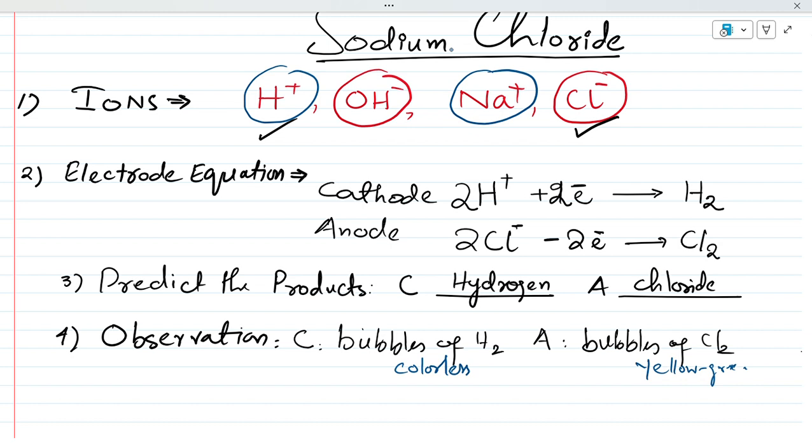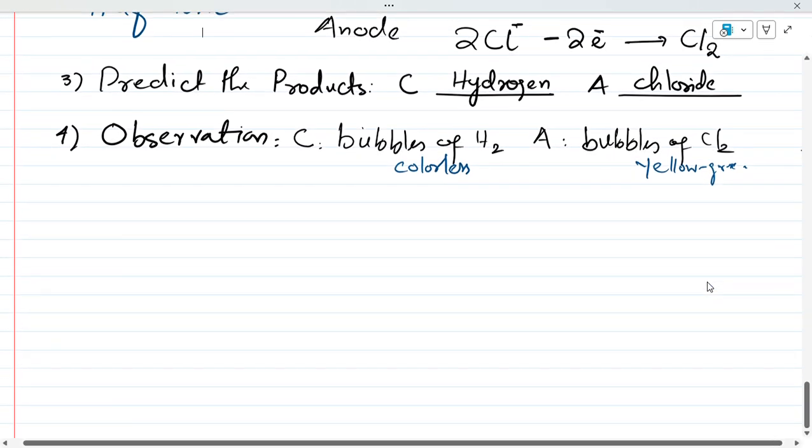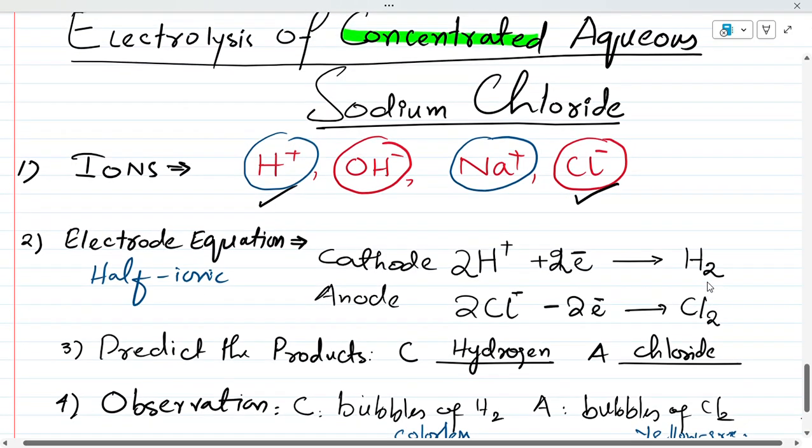So you could be asked different types of questions. Sometimes you are asked to construct the chemical equation, the electrode equation, or we can also call these a half-ionic equation. Sometimes you are supposed to predict the products and sometimes you are supposed to describe the observations. So this is the electrolysis of aqueous solutions, using different aqueous solutions.